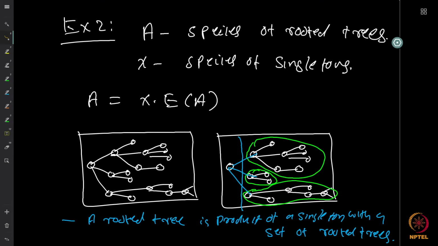One more example: the species of rooted trees is represented by A. Okay, so A is the species of rooted trees, and if you remember, X is the species of singletons, right? Then the claim is that A is actually equal to X dot E of A, right? It's the product of the singleton species into the composition of E and A, where E is the species of sets.